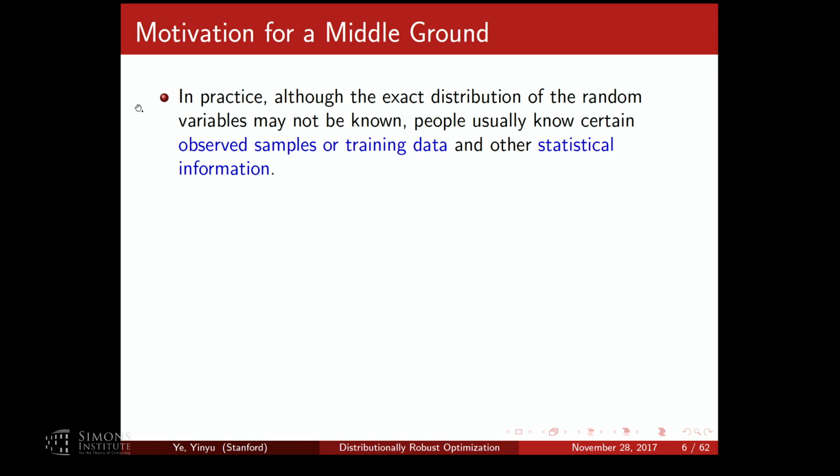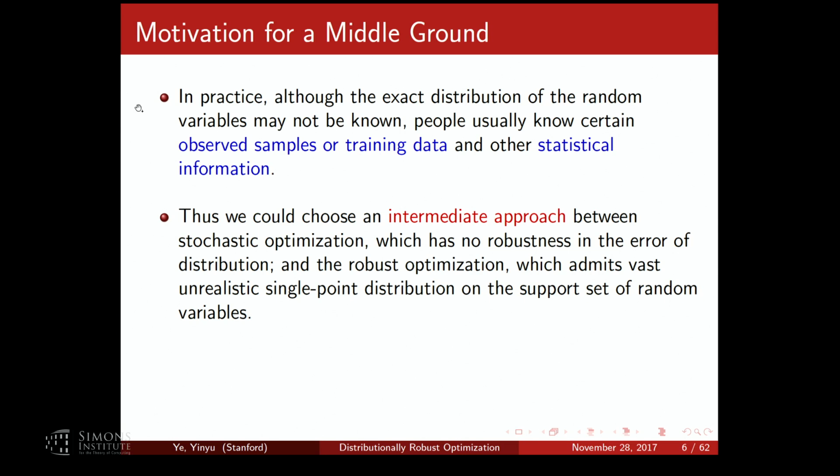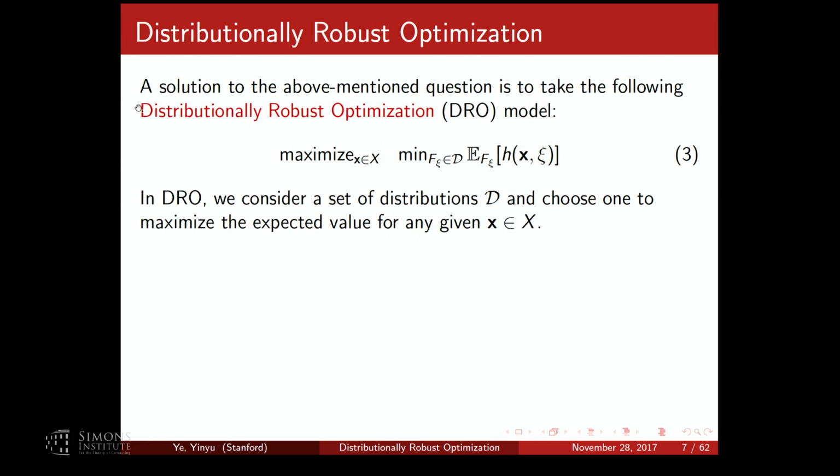So here comes the middle ground. In practice, we may not know the distribution, but we do know some kind of samples, training data, or statistical information, measurements, estimations. So how would we incorporate that information to build this kind of intermediate approach, okay? So between stochastic, which could be too risky, and the other extreme, robust optimization, here comes what we call distributional robust optimization.